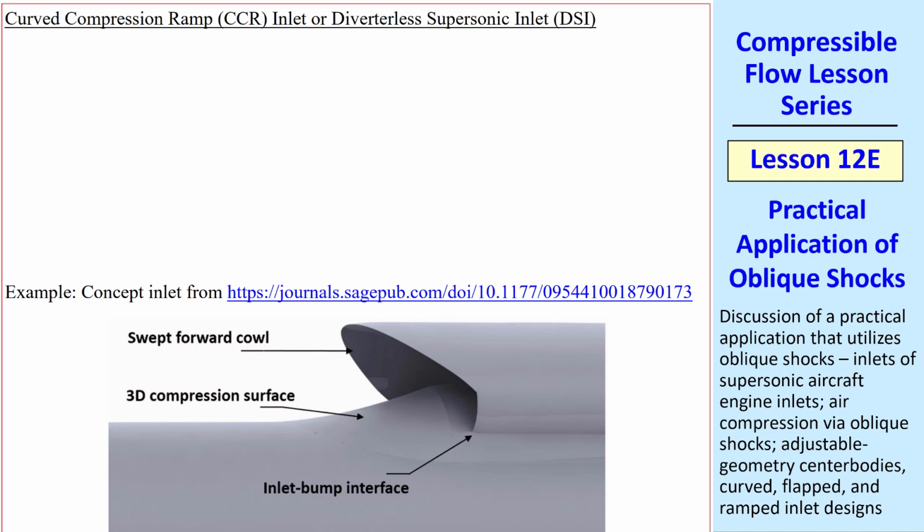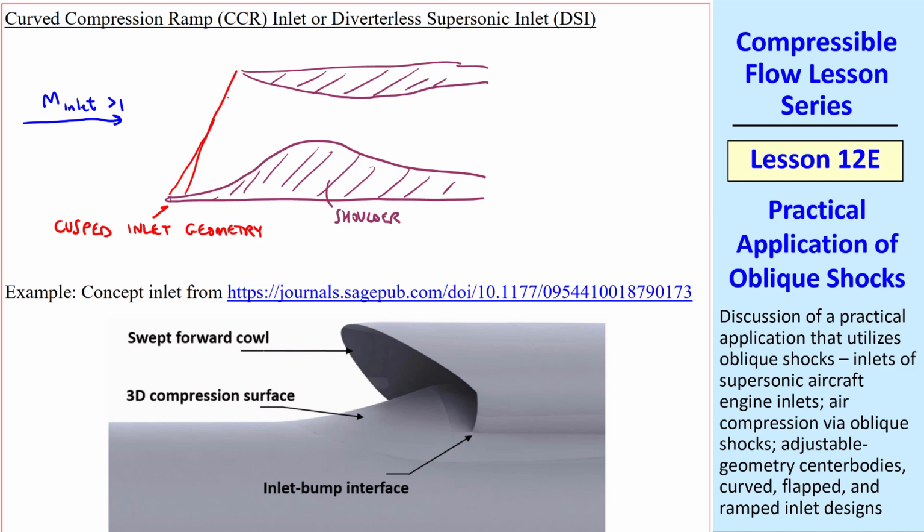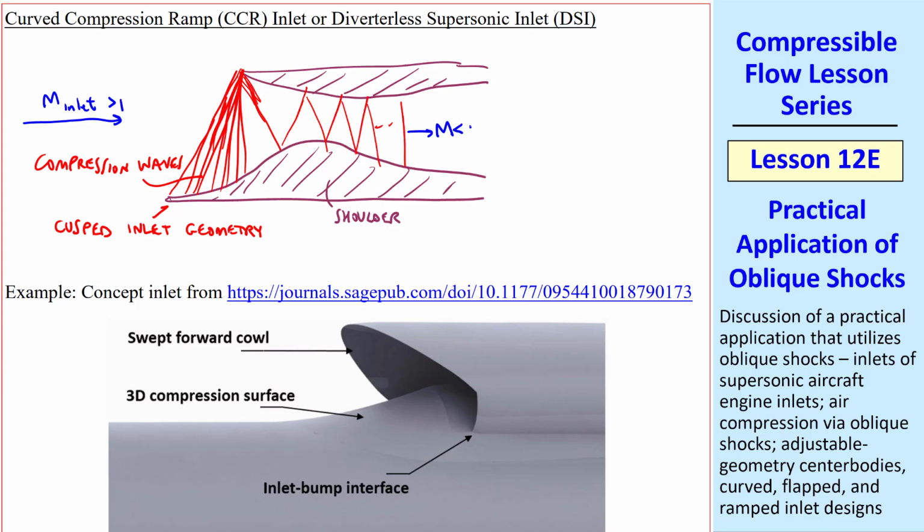A third design is curved compression ramp, CCR, or diverterless supersonic inlet, DSI. The principle is similar to the others, but instead of a cone, for example, this design has a cusped inlet geometry. This portion is called the shoulder, and the upper part of the cowling is shaped something like this. In this design, there's not an initial oblique shock, but instead, for supersonic inlet, we get a series of compression waves that interact with each other and eventually form a nearly oblique shock here, which then reflects, and from then on it's a similar thing to previously, with a nearly normal shock and a high-pressure subsonic flow into the compressor.